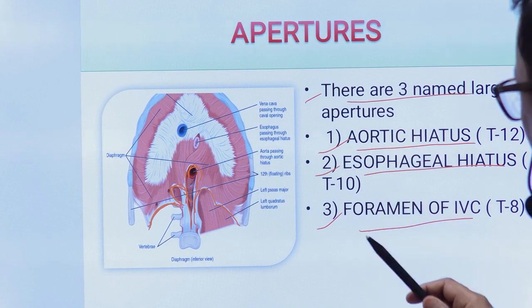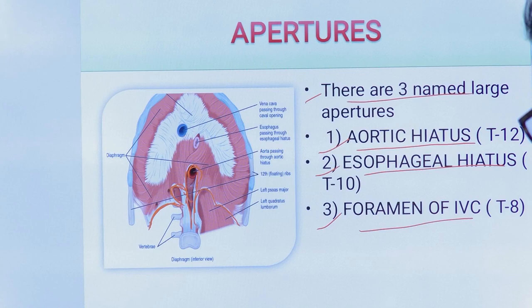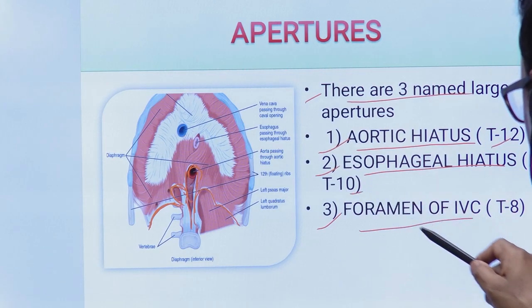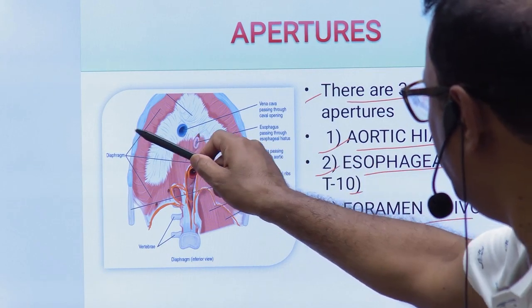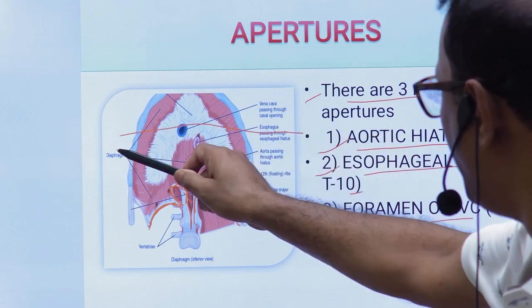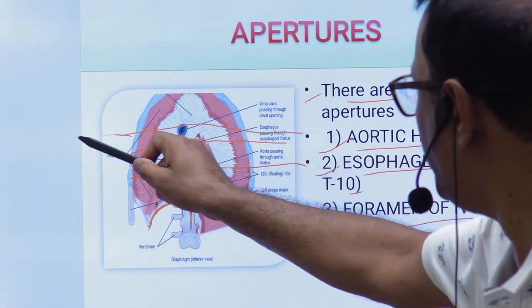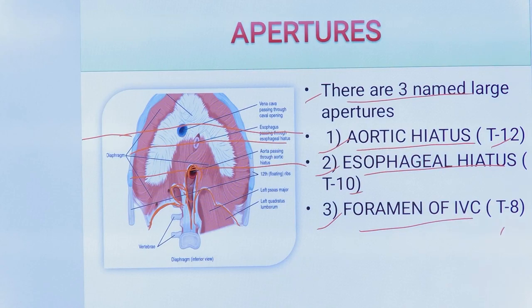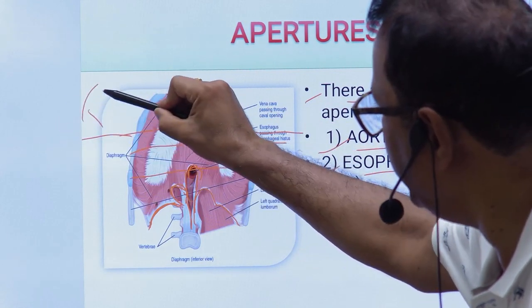Now we have got the three openings. One is the aortic hiatus, second one is the esophageal, and we have got the foramen of the inferior vena cava, at the levels of T12, T10, and T8. So we have got three levels: one level over here, a second level over here, and a third level over here. The inferior vena cava is the highest one, so this will be at the T8 level.